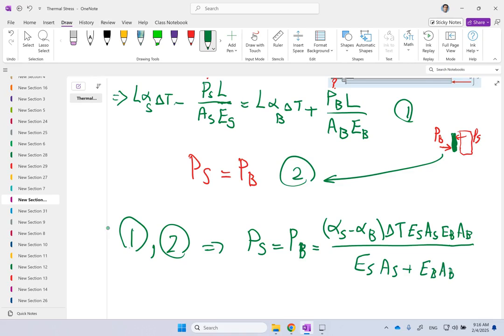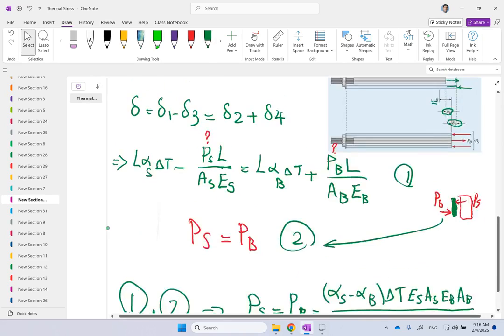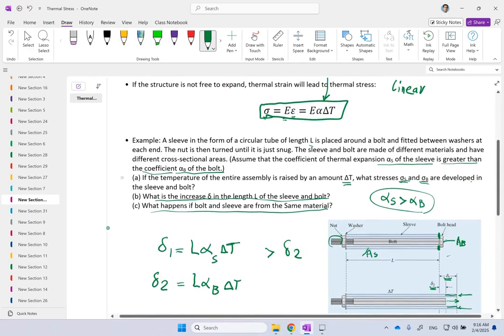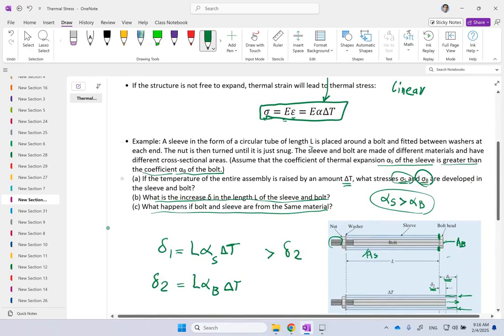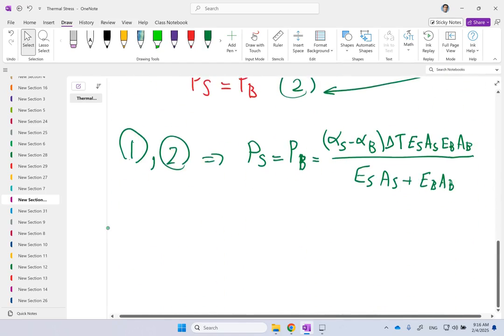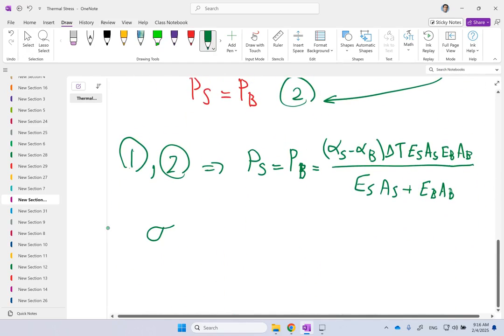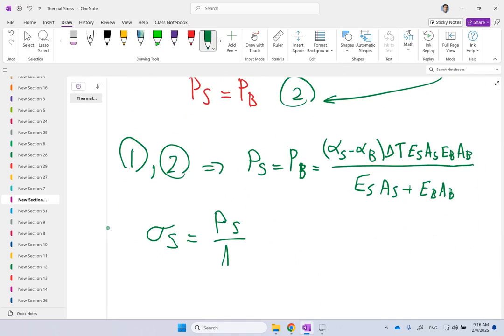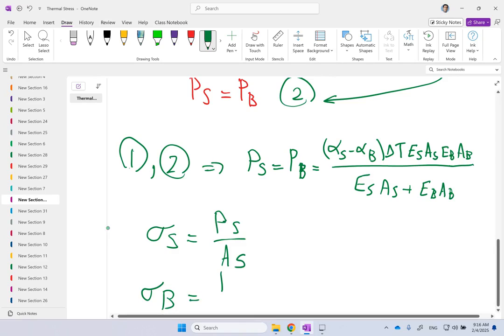One of them is compression, the other one is tension, but their magnitudes are equal. And so this is the first part of the problem, which is asking what are the sigmas. Now for sigmas, all we need to do is to divide them by the area. So clearly sigma in the sleeve is force in the sleeve divided by AS, and sigma B is force in the bolt divided by AB.